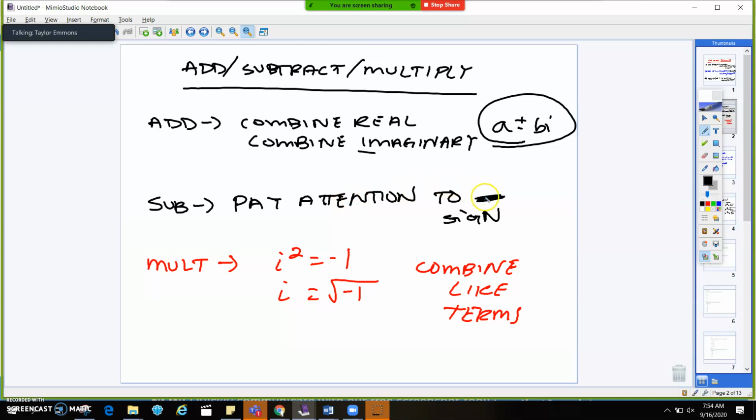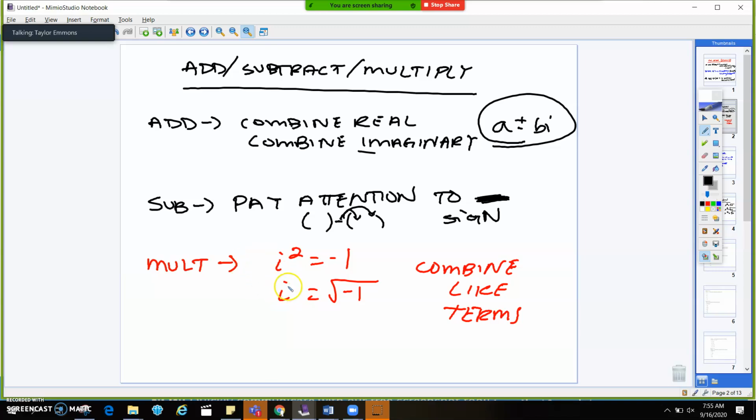Subtraction, make sure that you pay attention to that negative sign. I personally like to highlight my negatives just so I know, hey, there's a negative coming up. If you have a problem that has parentheses in the front and then parentheses in the center, distribute that negative to everything that's inside that parentheses. So keep that in mind.